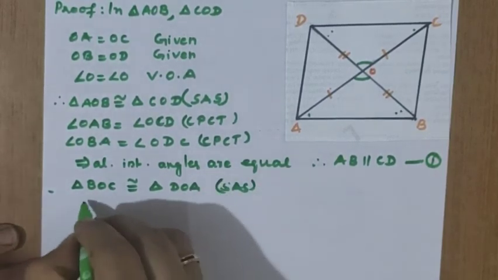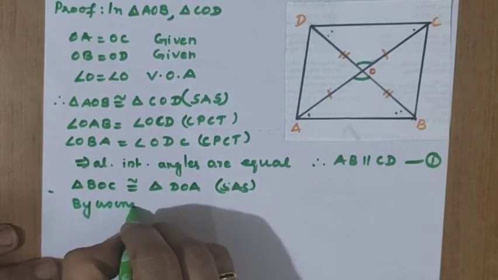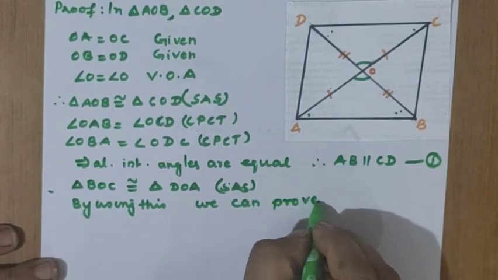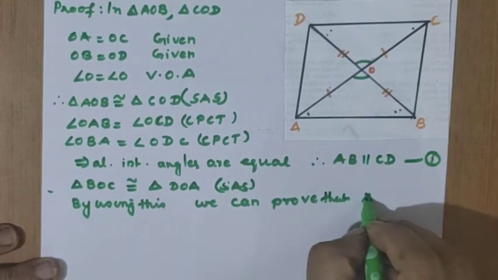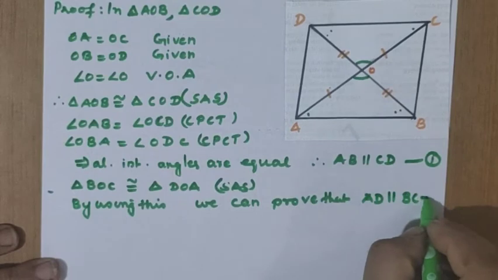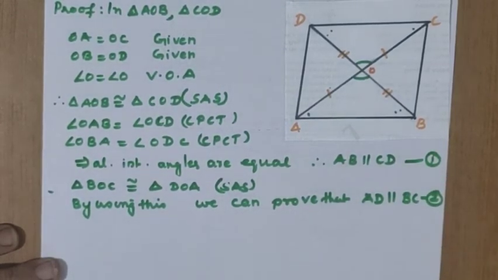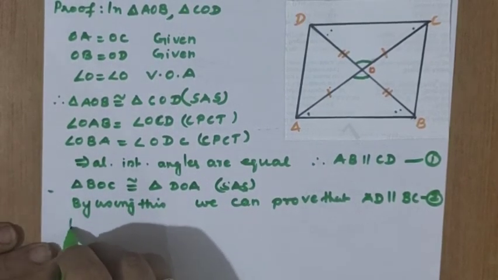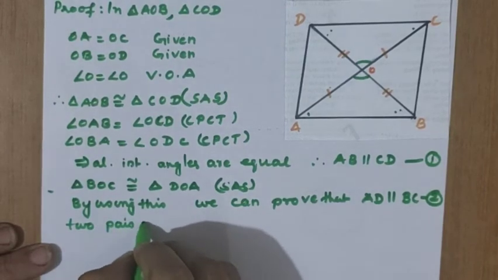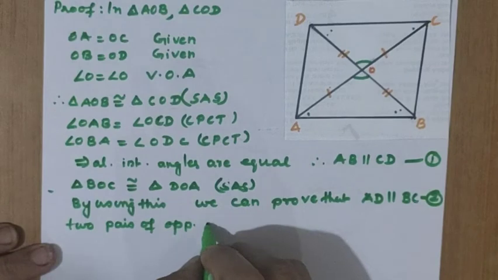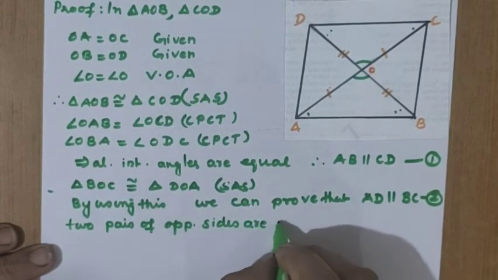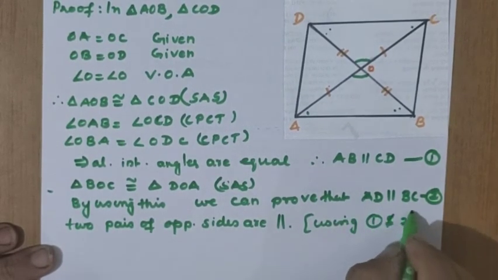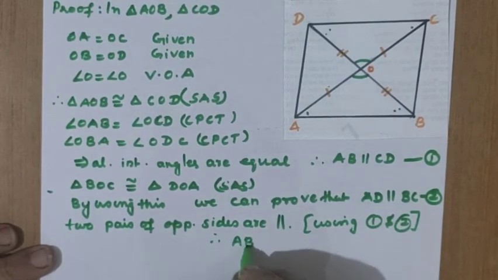Using this, we can prove that AD is parallel to BC. So two pairs of opposite sides are parallel, using 1 and 2. Therefore, ABCD is a parallelogram.